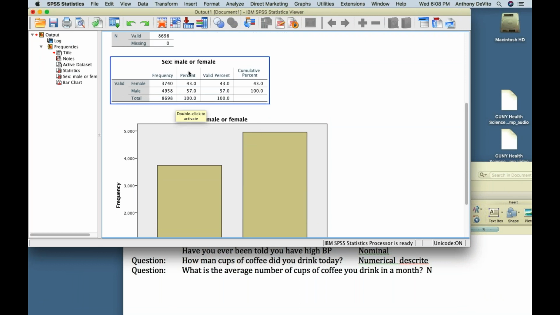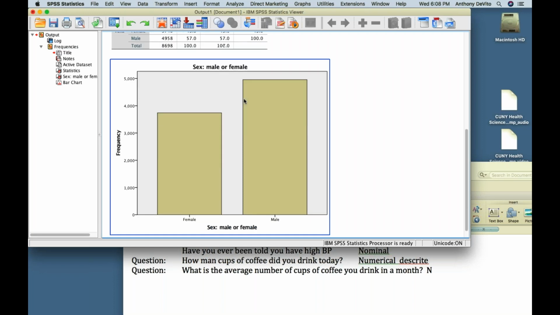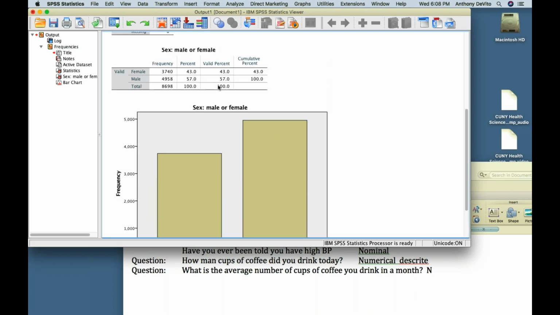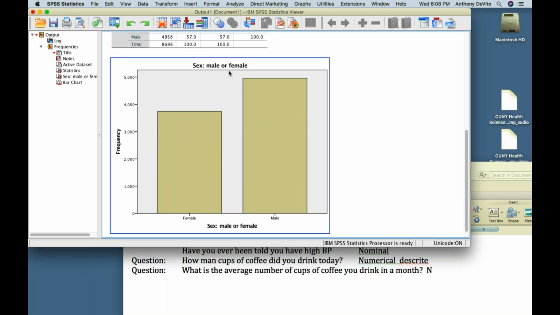So let's take a look. Descriptive statistics, it tells us that there's 3,740 females, there's 4,958 males. Well, the females represent 43%, the males represent 57%, and so on and so forth. The bar chart that we have, notice that the y-axis is in frequencies. The 3,700 females and was it 5,000 or just under? Just under 5,000 males. We can see relatively how many people there are in each group.